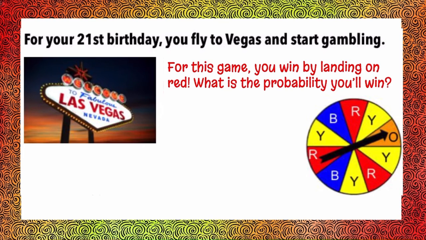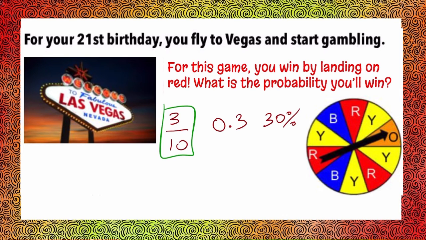We could say there's a 3 in 10 chance that I'll win. If I do 3 divided by 10, I get 0.3. Or I could say there's a 30% chance that I will win. All of these are the exact same thing. Now, I'm going to use this probability to make a prediction.